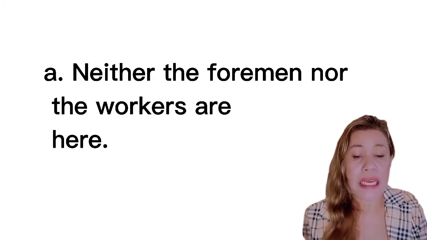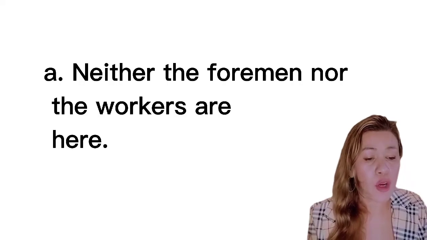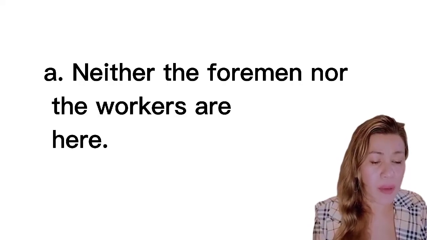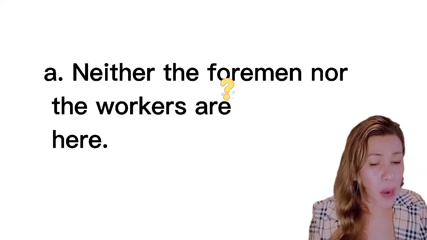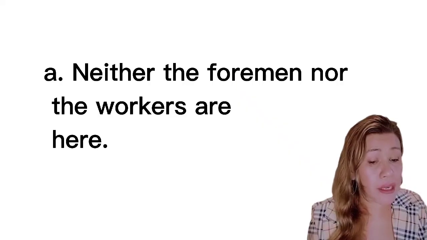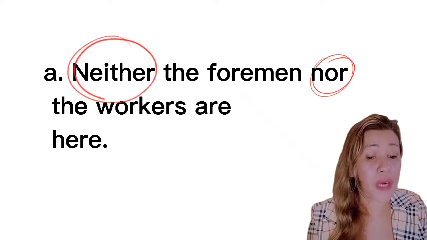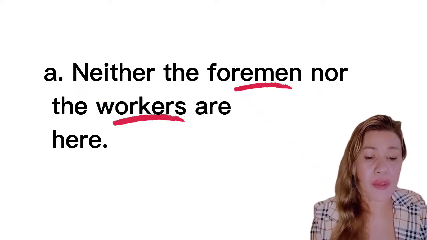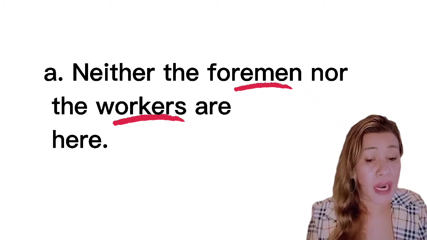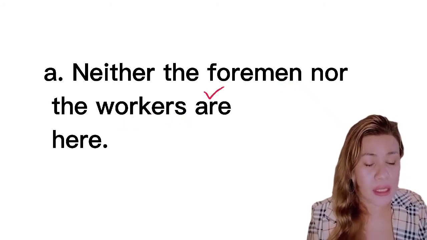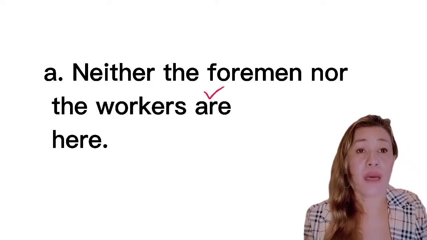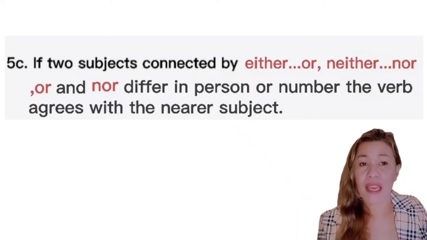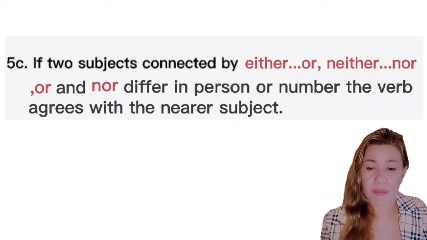So in this example, neither the foremen nor the workers are here. Why is our verb are? Because our subjects now joined by neither nor are plural. Foremen is plural, workers is plural, so therefore that will pluralize the whole subject. So therefore you will need a plural verb. Okay? What about 5C? Rule 5C.